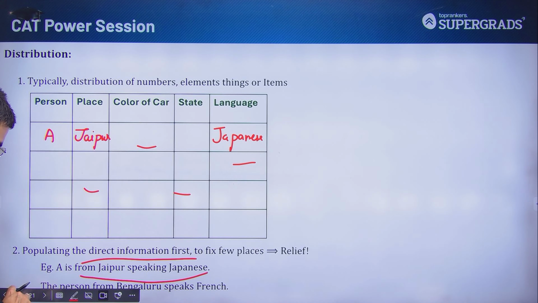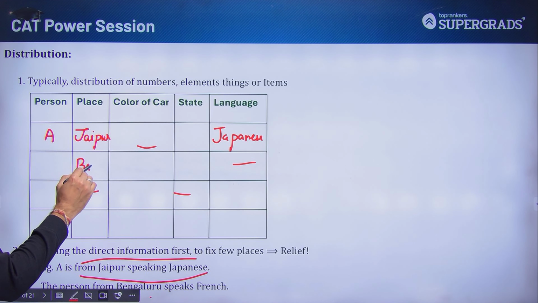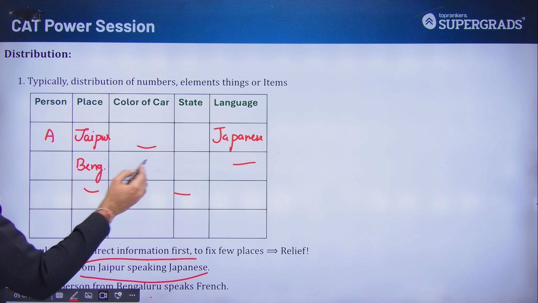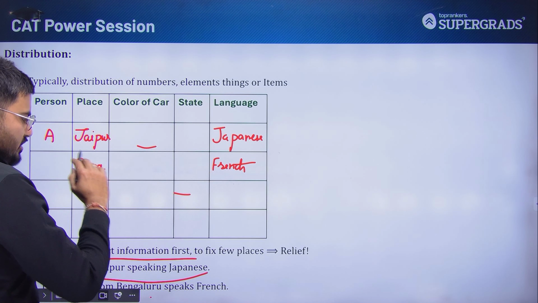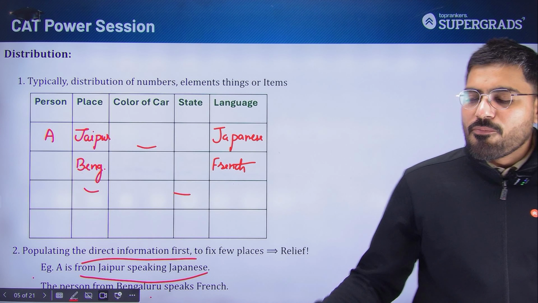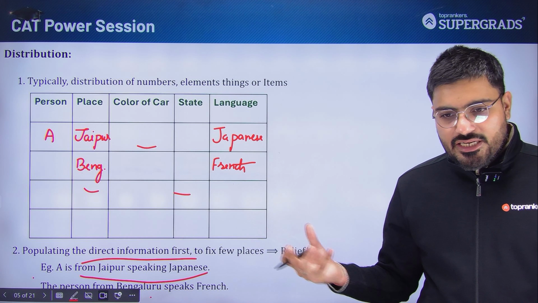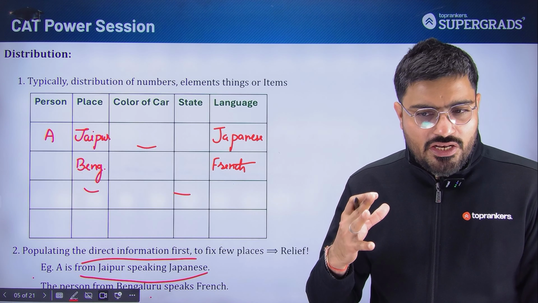The second information is the person from Bangalore speaks French. I don't know who the person is, but I know the place, that is Bangalore. Speaks French. I know the language, that it is French. So since these were the fixed things, you can see the table gets populated, and it gives me a sign of relief that at least something is filled.